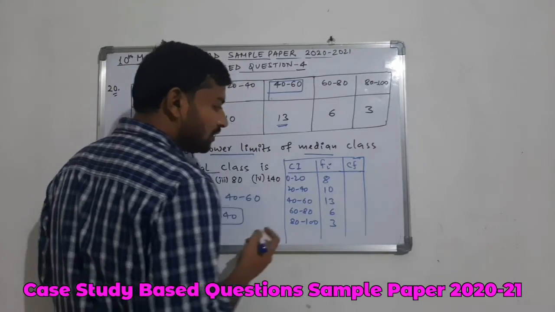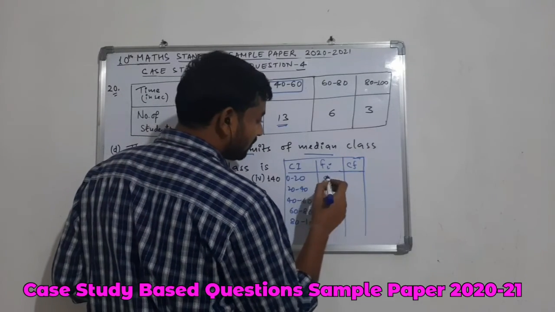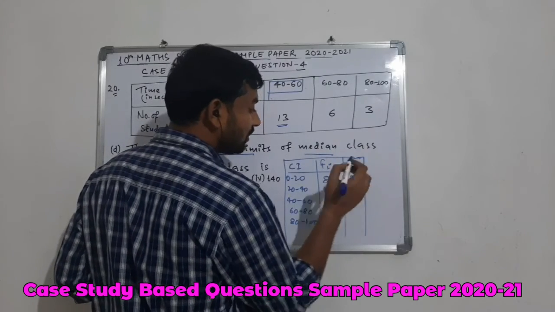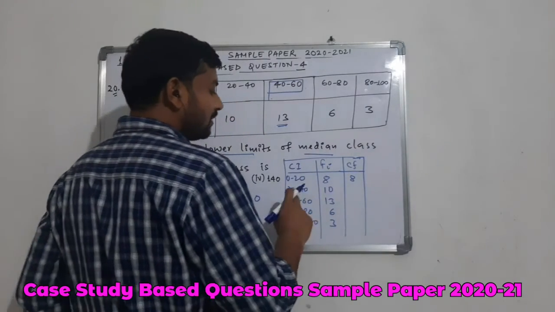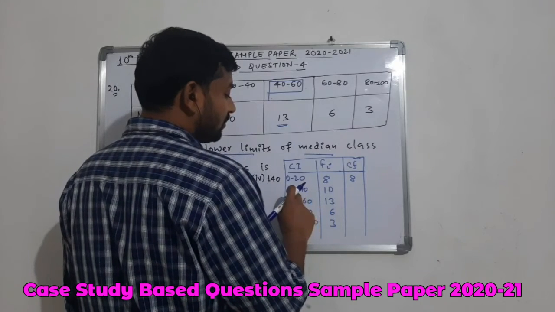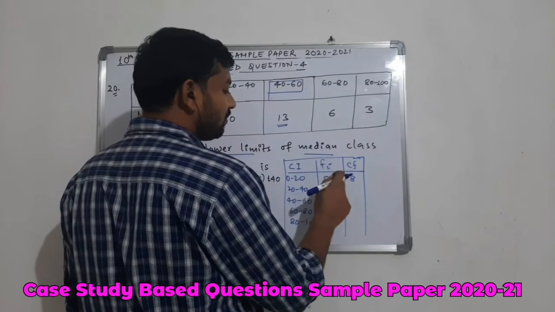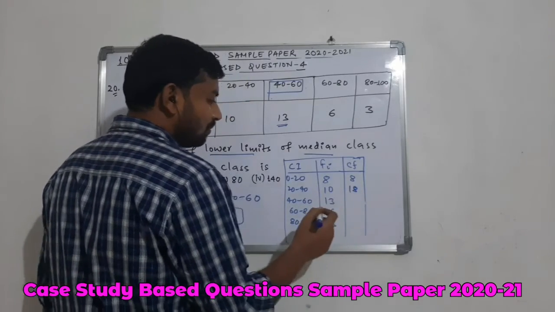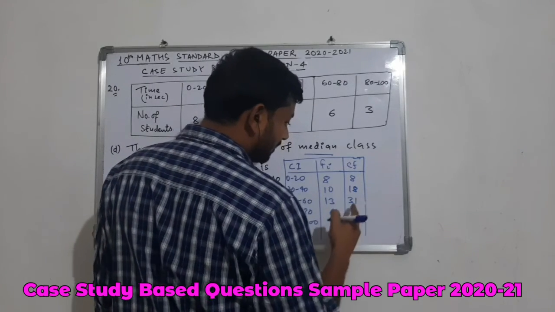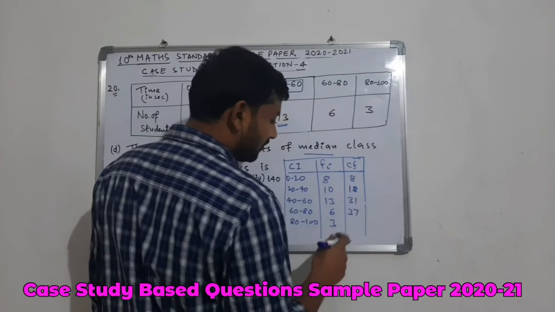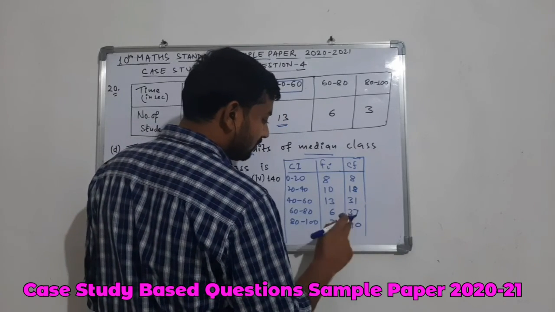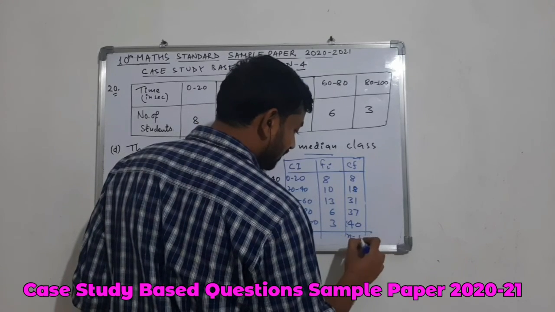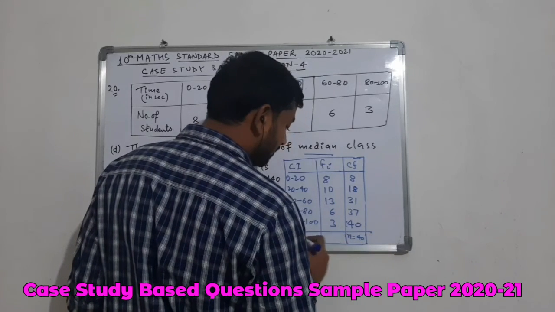So how to calculate the cumulative frequency? We will be adding the continuous frequencies. For the first, we do not have any class before this, so the cumulative frequency will be 8. Then the cumulative frequency for class 20 to 40 will be 8 plus 10, that is 18. Then for the next class it will be 18 plus 13, which is 31. Then 31 plus 6, that is 37. Then 37 plus 3, that is 40. So the sum of all frequencies is coming out as n, that is 40 here, in the last interval.